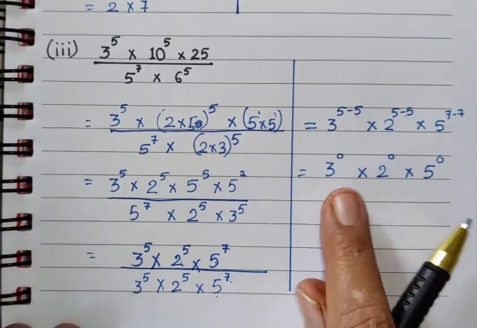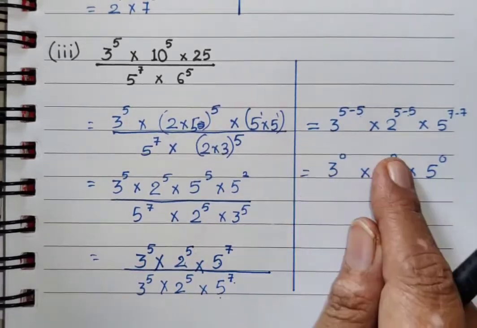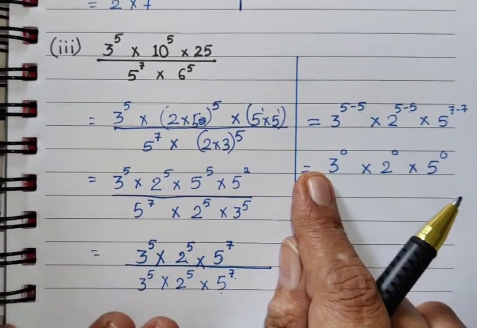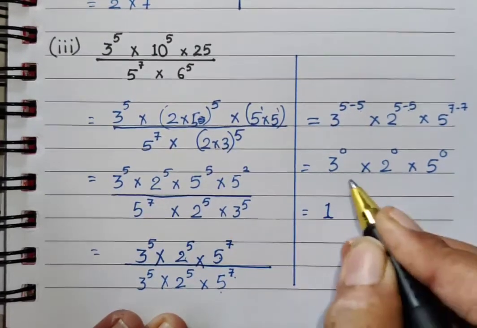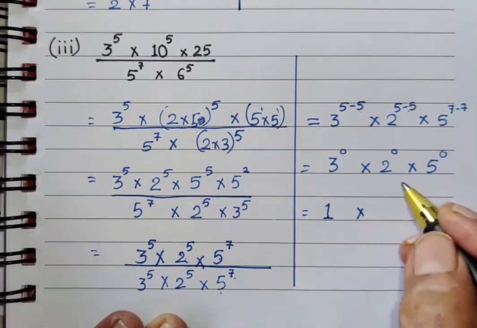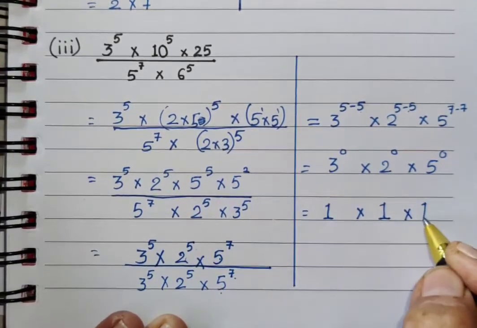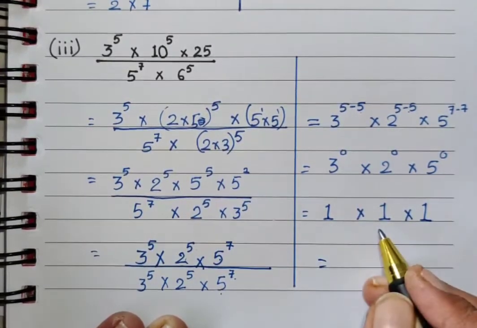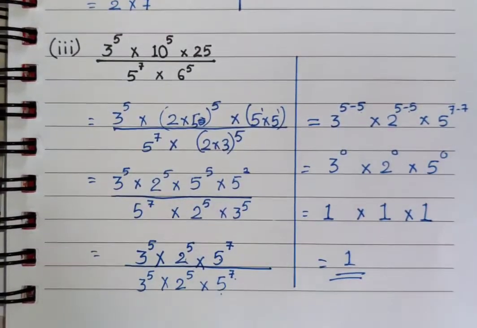All the bases are different. See, 3 base, 2 base, 5 base, but they have the common power 0. Any base to the power 0 is always 1. So 3 to the power 0 is 1, 2 to the power 0 is 1, 5 to the power 0 is 1. And 1 ones are 1, 1 ones are 1. Your final answer is 1.